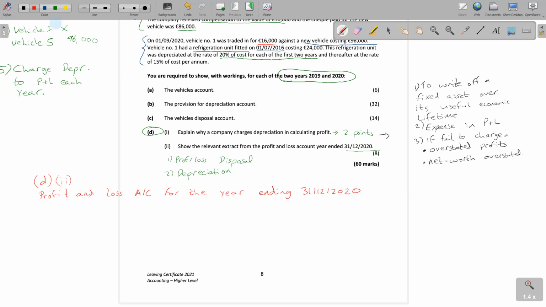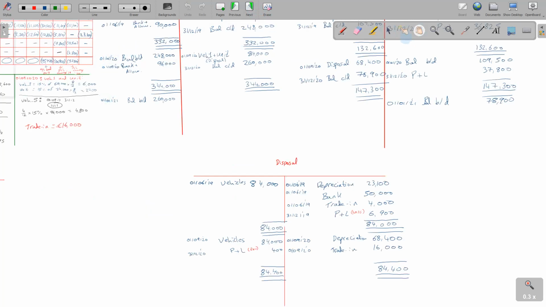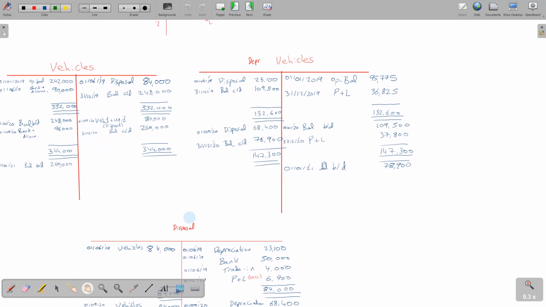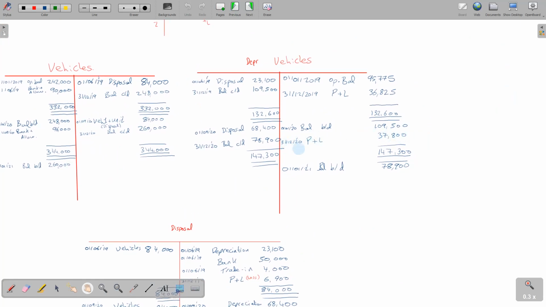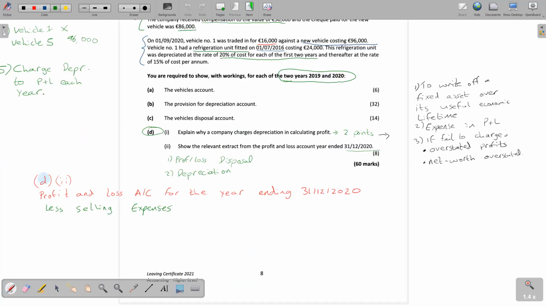So we'd have less selling expenses. Depreciation is a selling expense. So our less selling expense is going to be our 2020 P&L depreciation charge, 37,800. We would have depreciation charge 37,800.